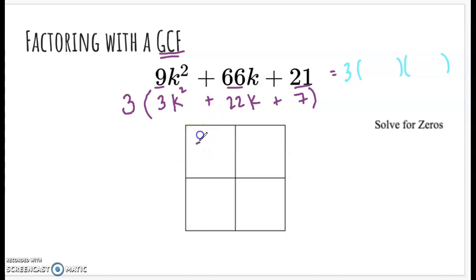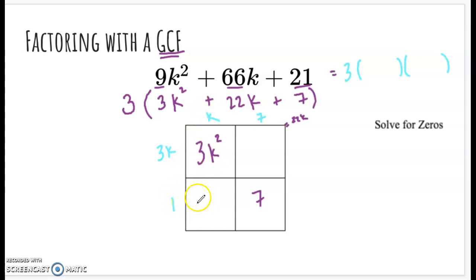So I can fill in my box. I've got my 3k squared. I know my 7 comes down here, and my diagonal is going to add to make that 22k. All right. And let's see, I can start doing some of my factoring. 3 is nice because it's a prime number. So I've got a 3k times a 1k. And same thing, 7 is prime. I just have to figure out which side the factors are going to go on. So I know I'm either going to have a 1 and a 7 like this, or I may have to flip-flop them. So let's try it out.